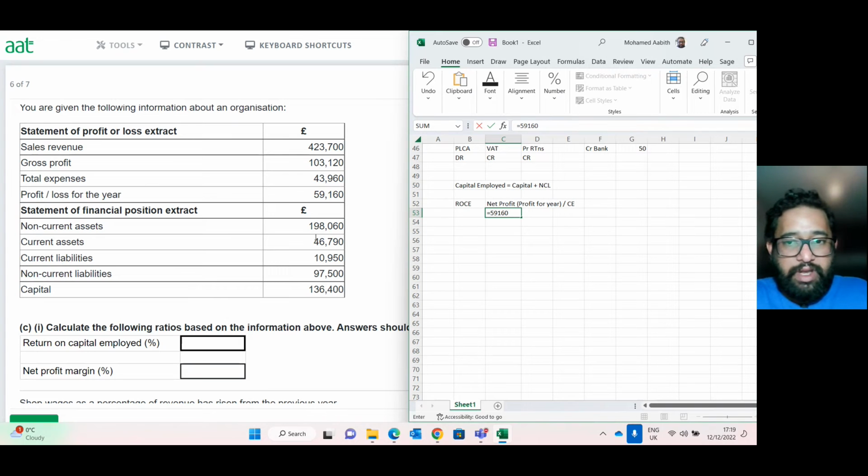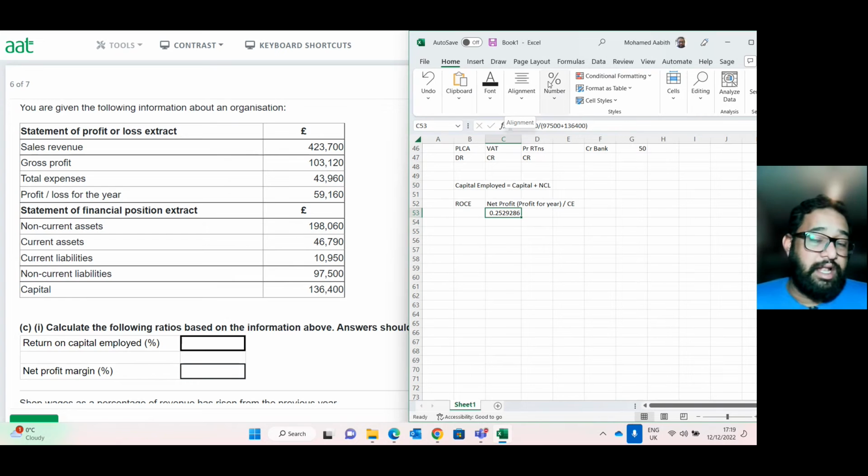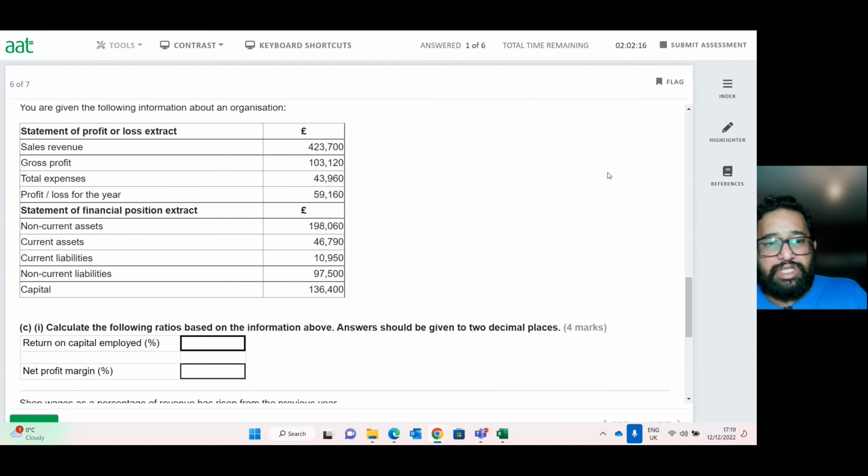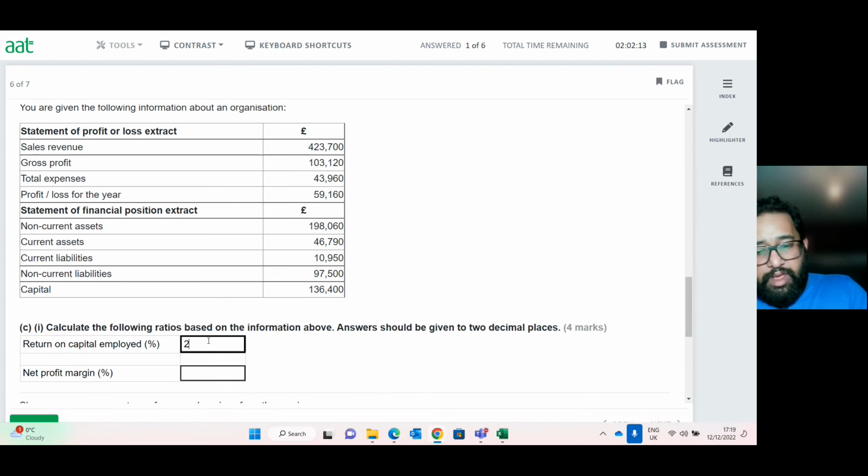So here in this scenario, it is going to be your profit for the year, 59,160. I'm going to divide this by a sum of 97,500, which is your NCL, plus 136,400. Now I haven't changed that to a percentage, so it is a decimal number now. In Excel, that's a really good option here. You see that percentage button, click on it, change to percentage, and then increase the decimal to 2 decimals, and it'll give you 25.29. So here I'm going to say this one is equal to 25.29 as my return on capital employed.